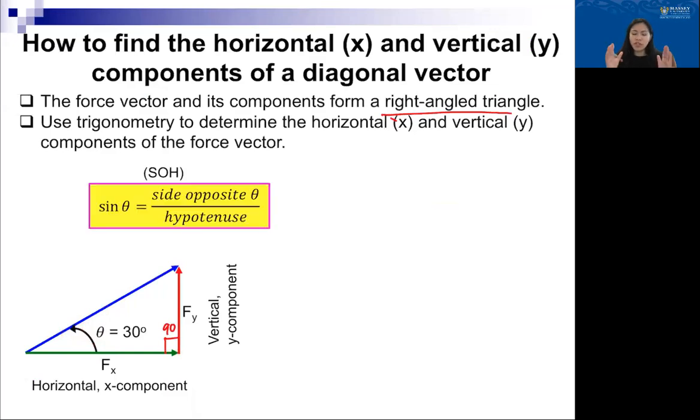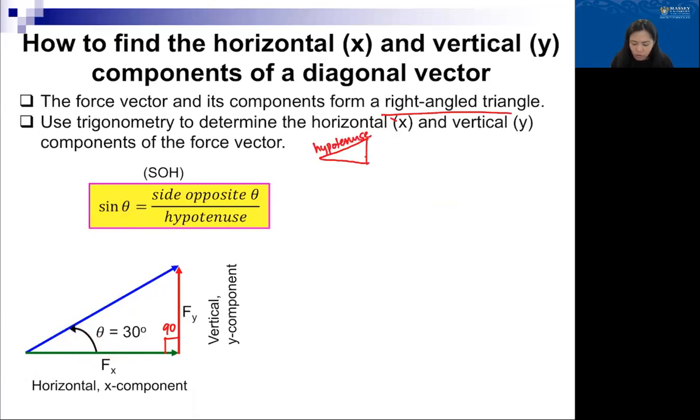Trigonometry is just a set of rules. Trigonometry says, if you get the sine of the angle theta, where theta is the angle between your diagonal vector and the x-axis, that's equivalent to getting the side opposite the angle and dividing it by the hypotenuse. If you have a right-angled triangle, the hypotenuse is the diagonal.